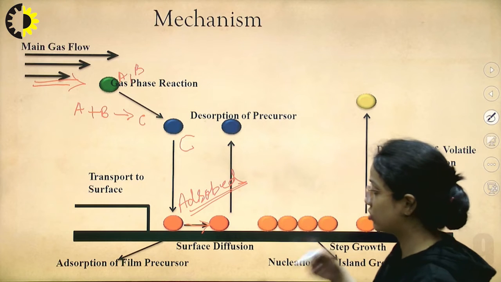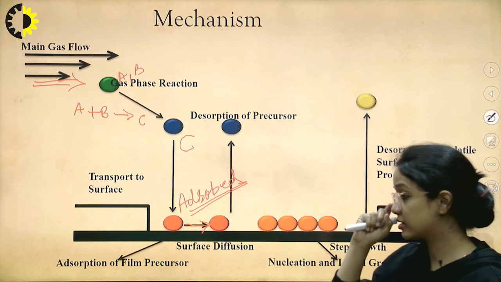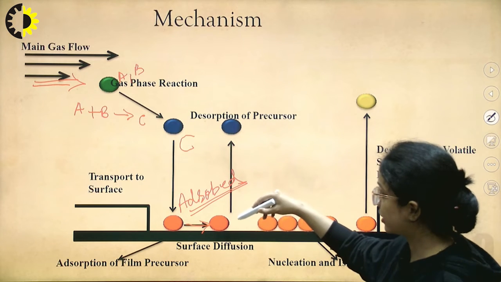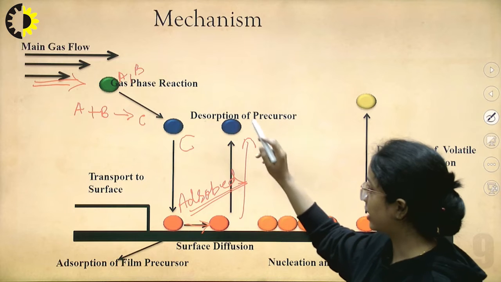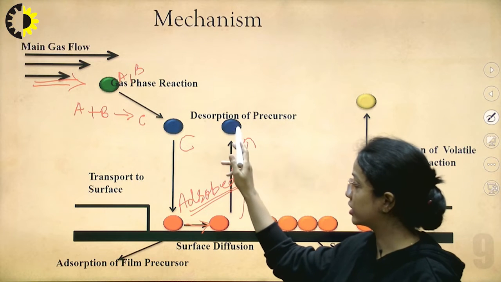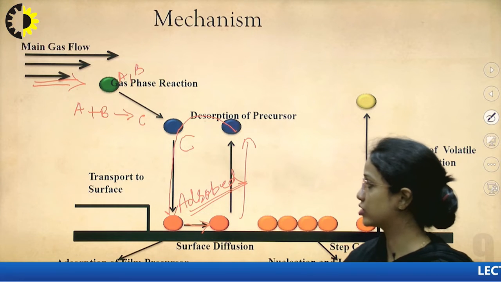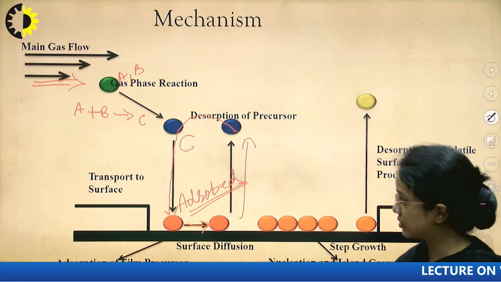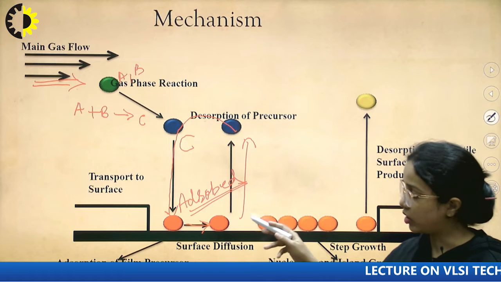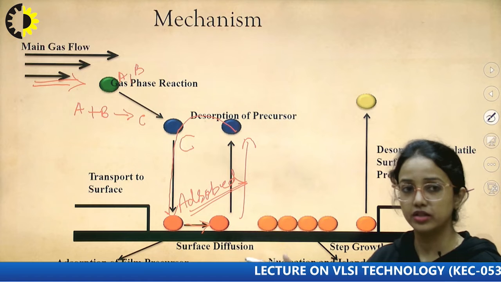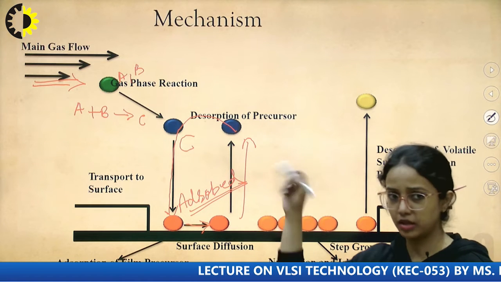Once it is adsorbed, it can remain and settle permanently. In case it does not settle and still has sufficient energy to move out, it dissolves again as a precursor. It can come again, try to deposit again, adsorb again. So if the molecule does not stick to the surface of the wafer, it can go back into the system and come again for deposition.